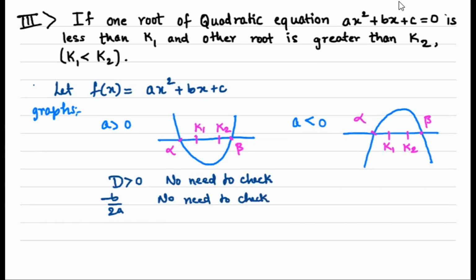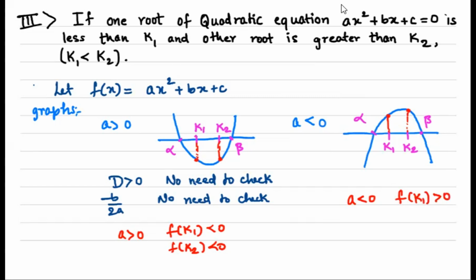Okay. Now the third condition what we need to see here is that for a greater than 0, if I see f of k1, f of k1 here you could see it's negative. F of k2 is also negative. So we have f of k1 negative and the sign of f of k2 is also negative. And here when a is less than 0, f of k1 is positive and f of k2 is also positive. So what we conclude from here, f of k1 is greater than 0, f of k2 is also greater than 0.